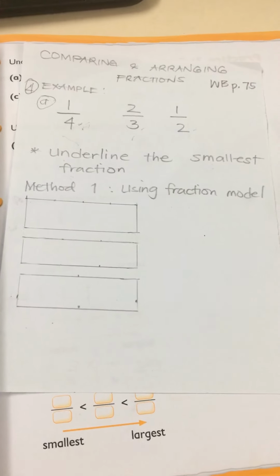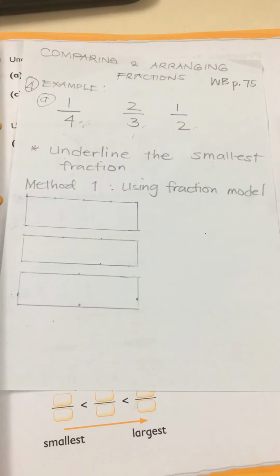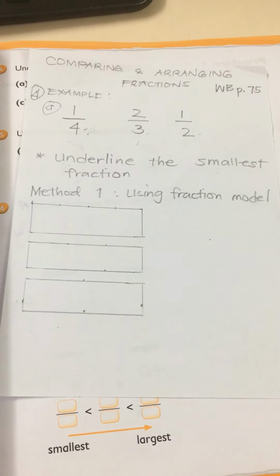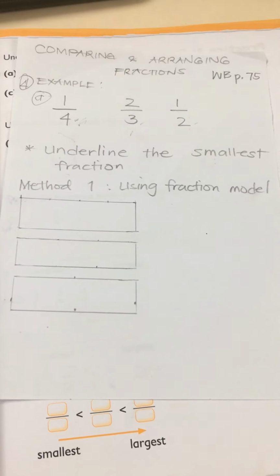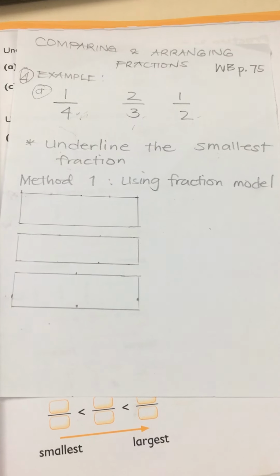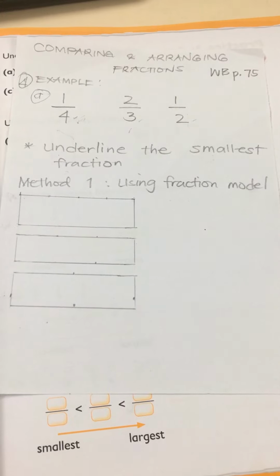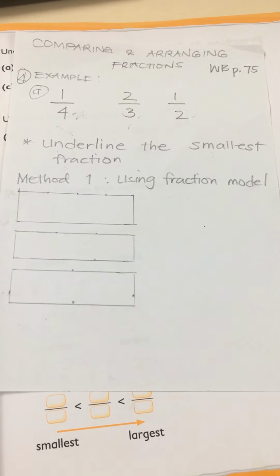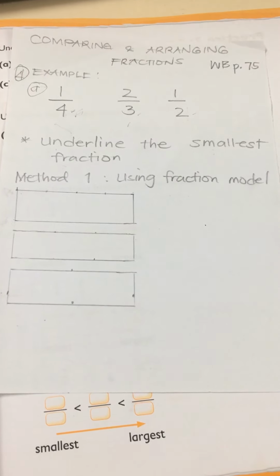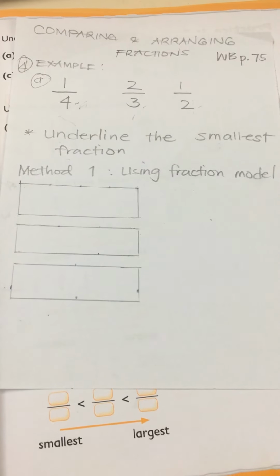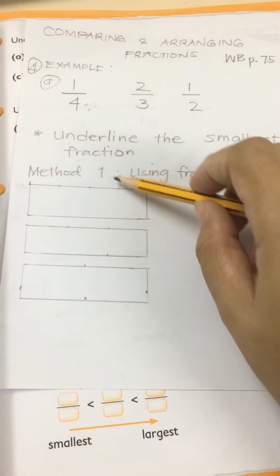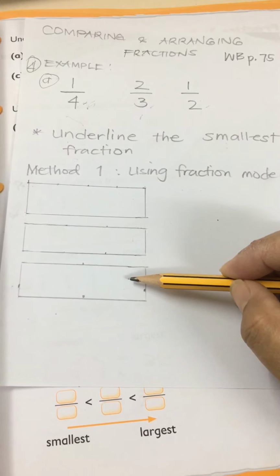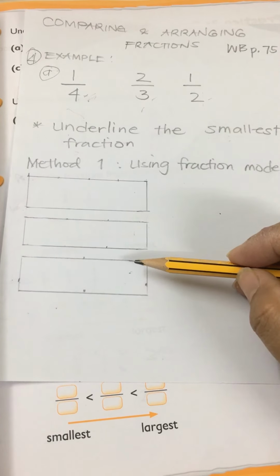There are a lot of ways to compare so that you could arrange fractions, because you need to compare so that you could arrange the fractions. The first method that I'm going to show you is using the fraction model. When you use the fraction model, you have to make sure that all your rectangles are of the same size and of the same length.